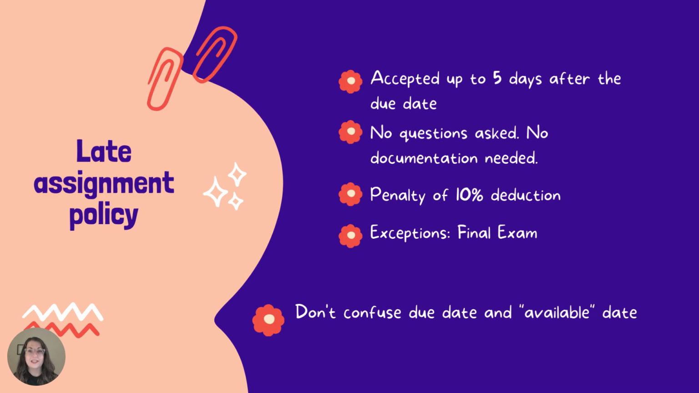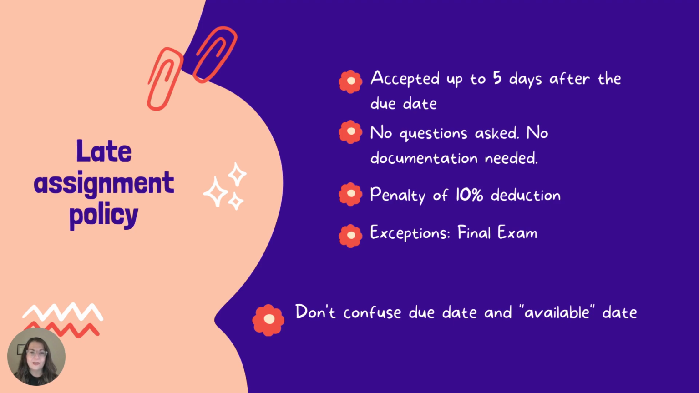You'll see in Canvas that assignments have both a due date and an available date, and that available date is 5 days after the due date to allow for late submission for those who might need it. But don't get those confused and end up submitting your assignments late when you did not intend to, because you know that anything that is submitted after the due date will incur that late penalty.